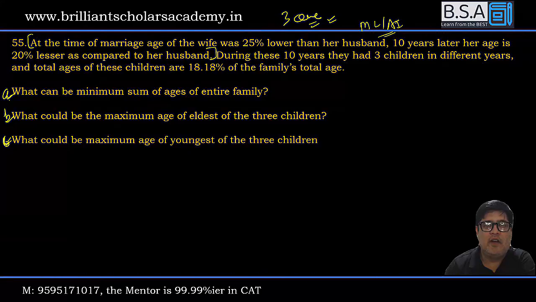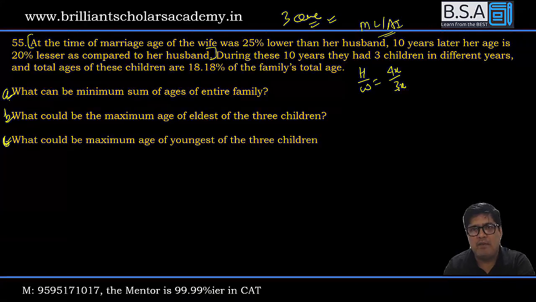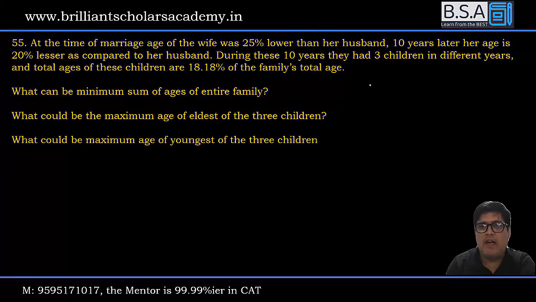Okay, so let me solve this. Here what we have is, at the time of marriage, the age of the wife was 25% lower. So let me start with a basic equation. It becomes quickly: husband, wife, 4x, 3x. 25% lower. Below 3, above 4. 3 is 25% of 4. Or write it the other way: if you want more clarity, you write wife upon husband. The age is 3x upon 4x.